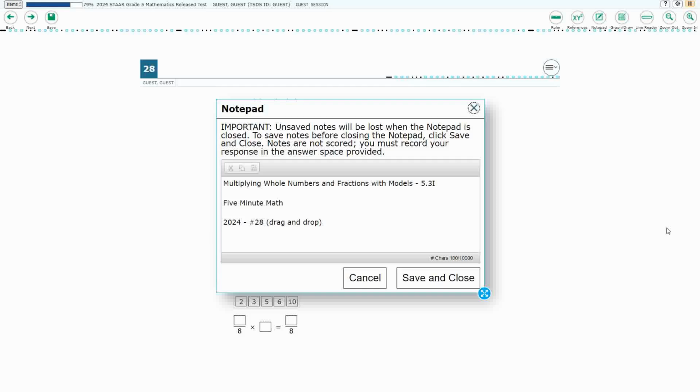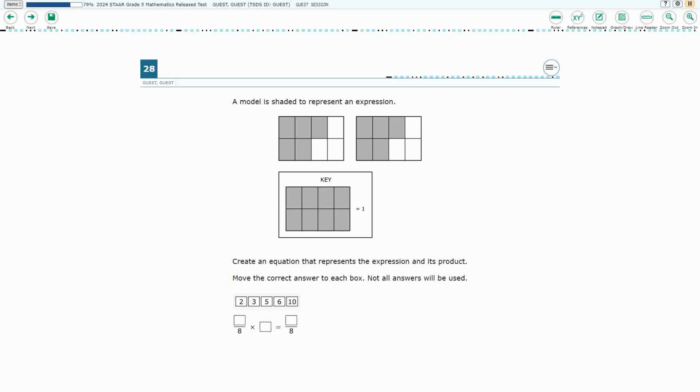Today we are looking at the 5th grade concept of multiplying whole numbers and fractions with models. This is standard 5.3i in the great state of Texas, and we are using item number 28 of the 2024 released STAAR test. This is a new item type called drag and drop, and if you haven't done so already, please go ahead and take a moment to pause the video, work this problem out on your own, unpause it, and we will look at our answers together.